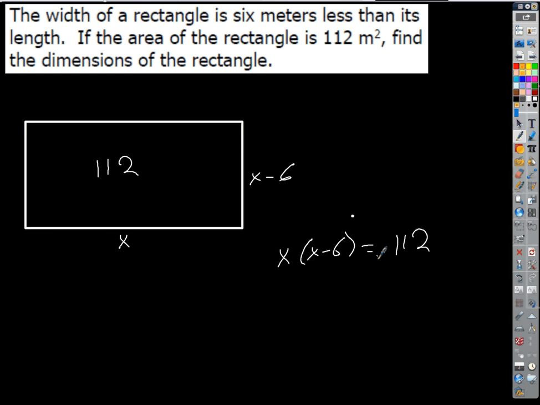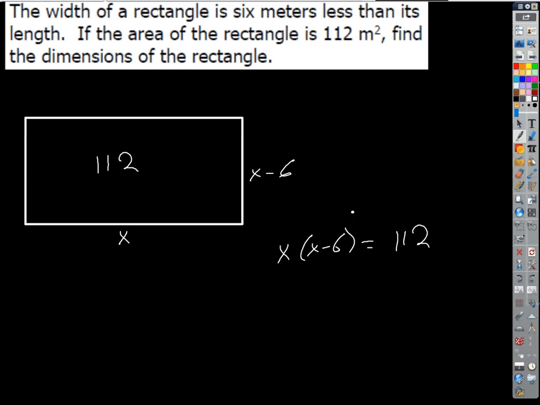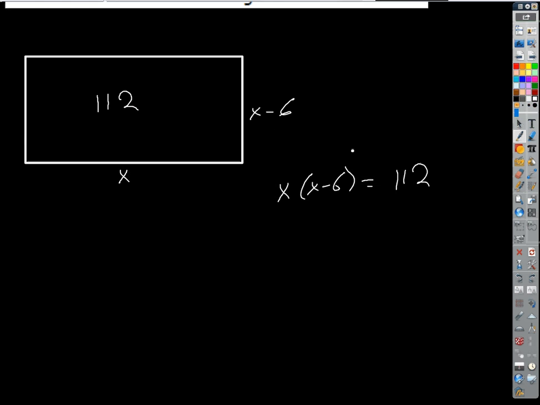Why wouldn't you just do 4x minus 12 equals 112, if it's the area? Oh wait, no, it's 2x. Are you thinking perimeter maybe? That would be the 4x. But if you did 2x minus 6, would that work instead of x squared? It's not 2x. You see what I'm saying?